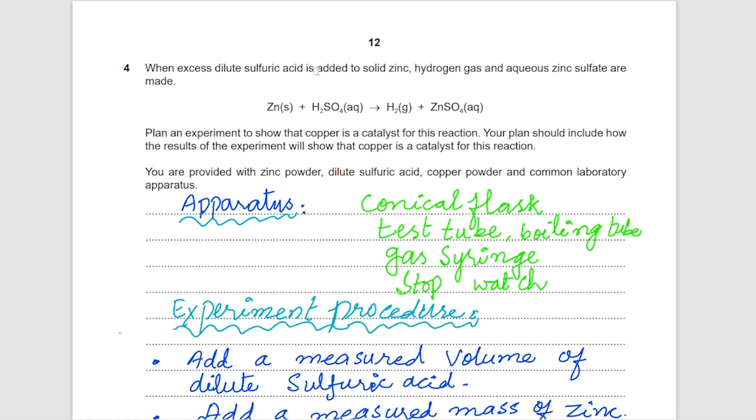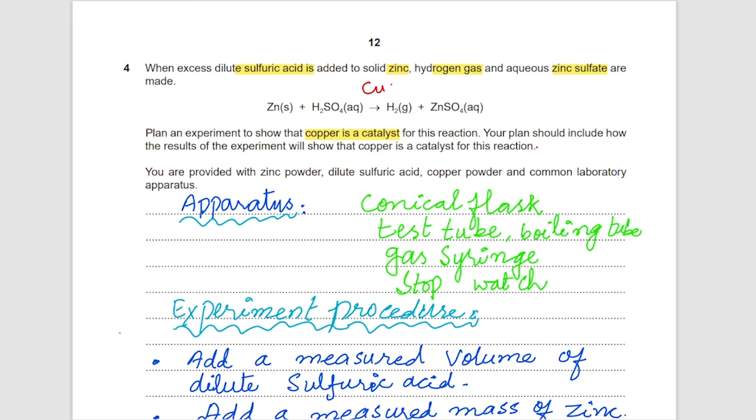When excess dilute sulfuric acid is added to solid zinc, hydrogen gas and aqueous zinc sulfate are formed. These are the products which are formed. Plan an experiment to show that copper is a catalyst. We have to plan an experiment to show copper is a catalyst for this reaction. Your plan should include how the result of the experiment will show that copper is a catalyst for this reaction.